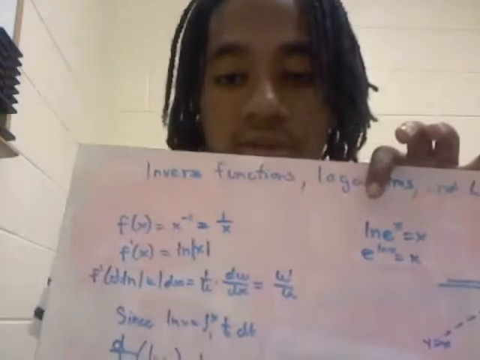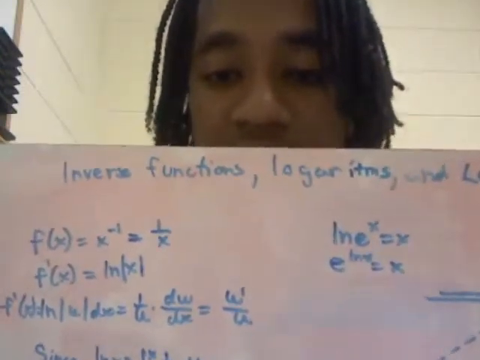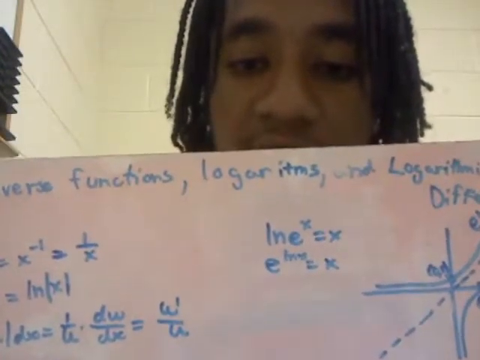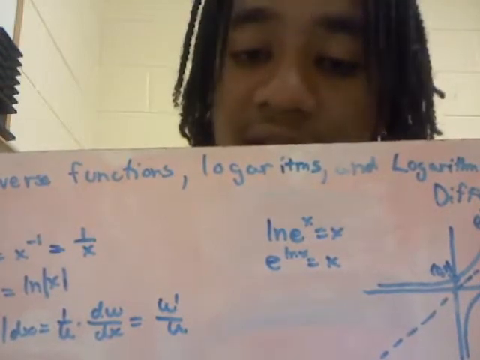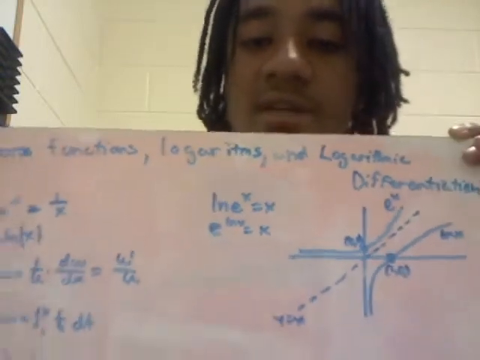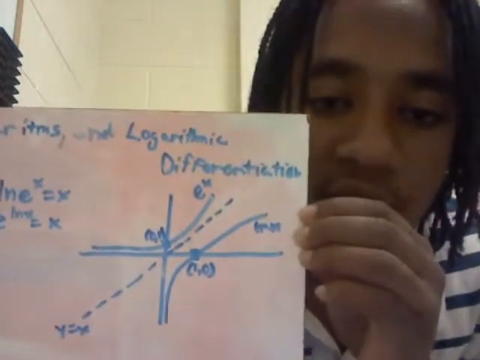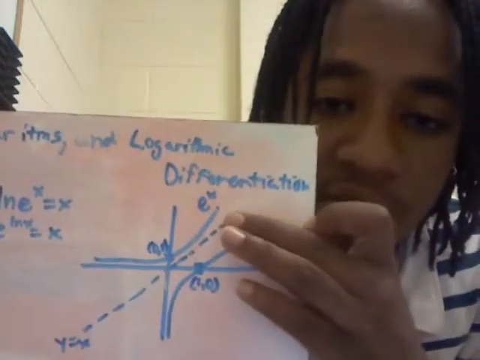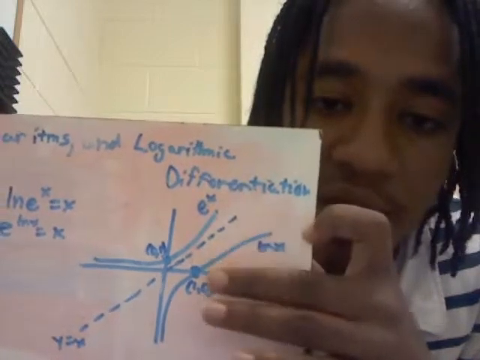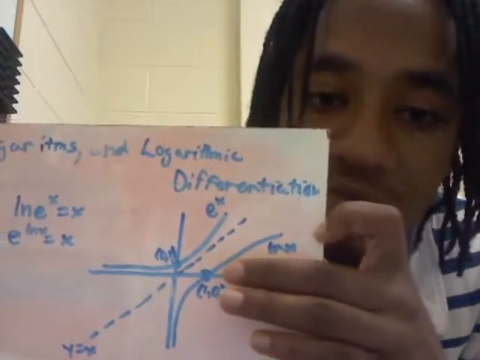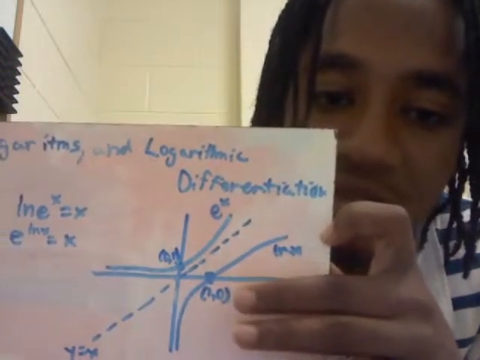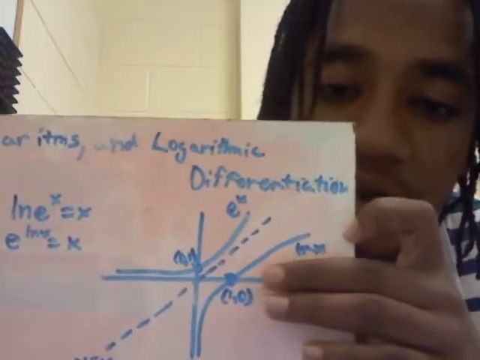Here's the explanation to why natural log of e to the x equals x, and e to the natural log of x also equals x. According to this graph here, we are shown the graph of e to the x and its inverse, which is natural log of x.